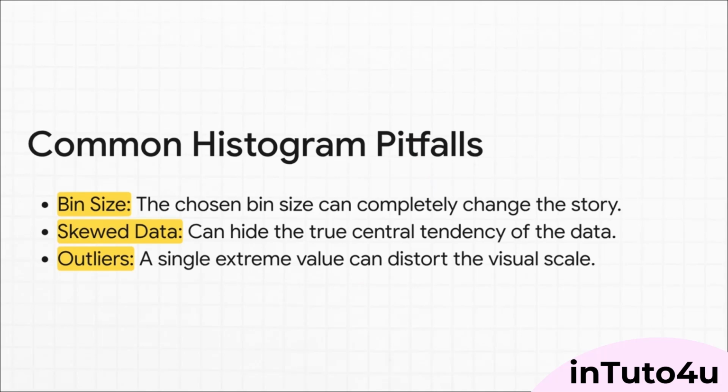First, it's super sensitive to how you set up those bins we talked about. Get it wrong and you're in trouble. Second, if your data is really skewed, the histogram can totally lie to you. And third, just one single crazy outlier value can squish the whole chart and make it impossible to read.